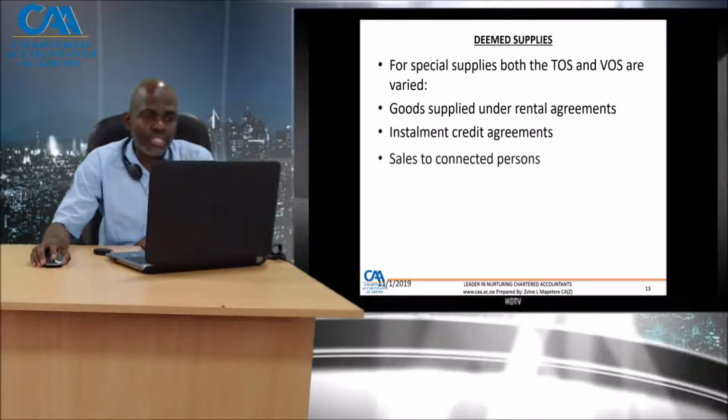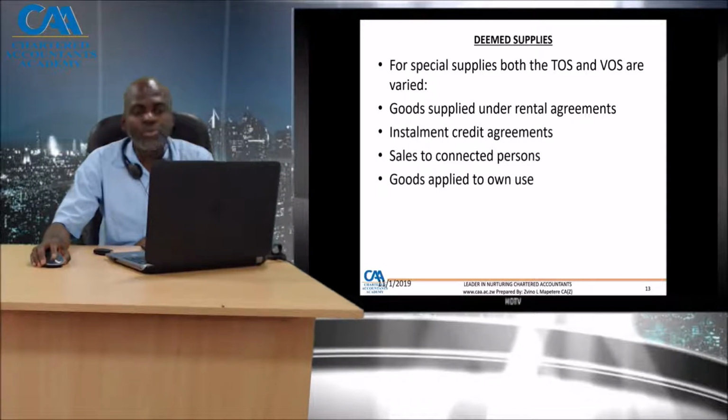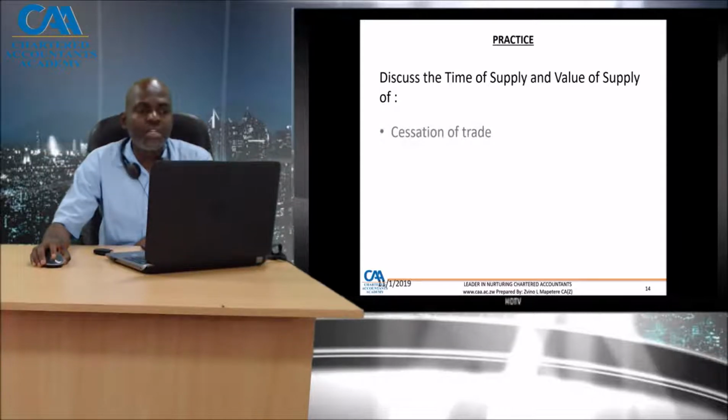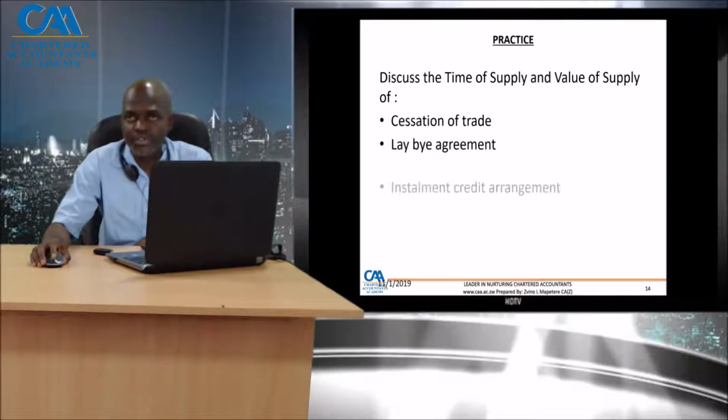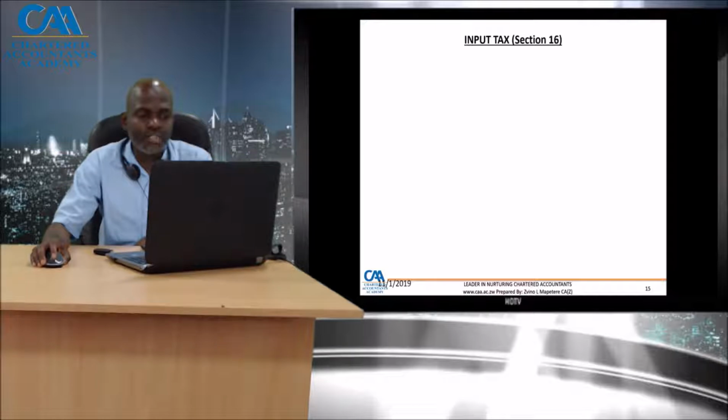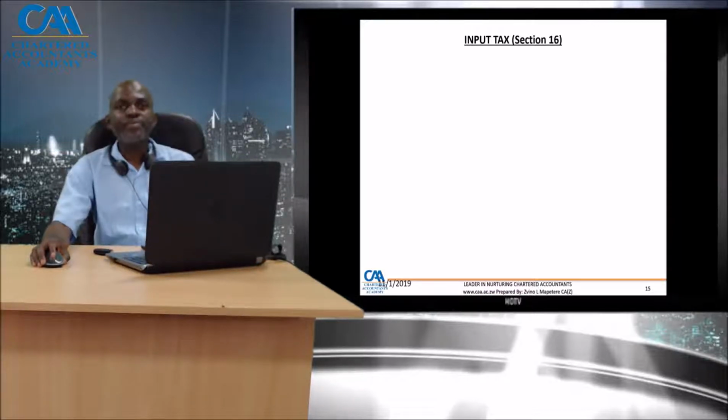So the goods sold under rental agreements, installment credit agreements, and sales to connected persons, goods applied on use. All these things, you must then go through and study those. For practice, you must be able to discuss the time of supply and value of supply of cessation of trade, labor agreement, installment credit agreement, door-to-door sales, and let's see how it goes.